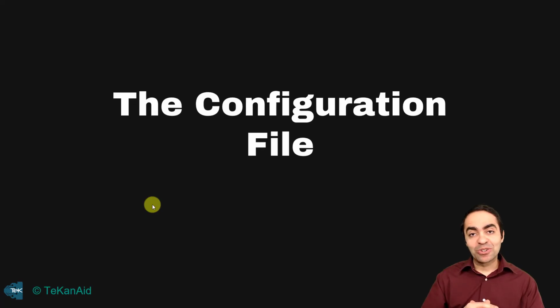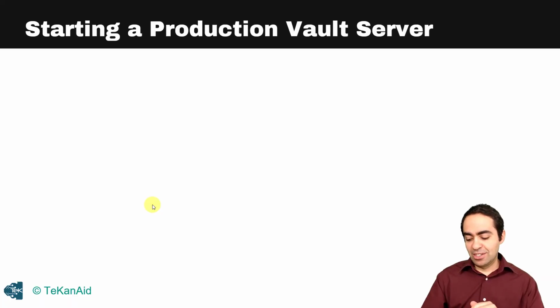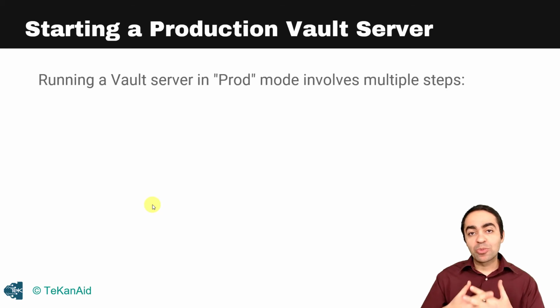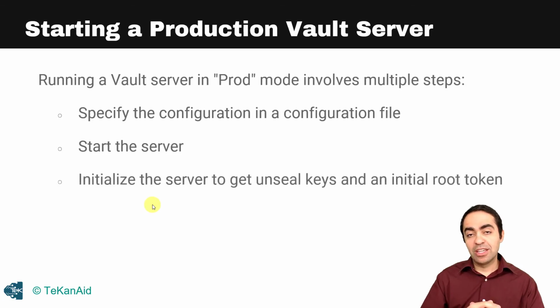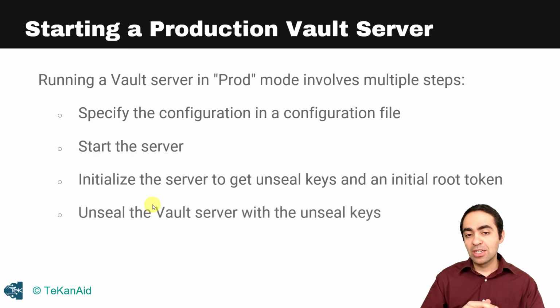Let's get started with the configuration file. Running a Vault server in prod mode requires multiple steps. Remember, we're moving away from dev mode, now we're doing prod mode. The first thing is to specify the configuration file and write the config in there. Then you start the server, and then you need to initialize that server. When you initialize the server, you get two things: the unseal keys and the root token. Then you unseal the Vault with these unseal keys, and now you can start to interact with Vault.